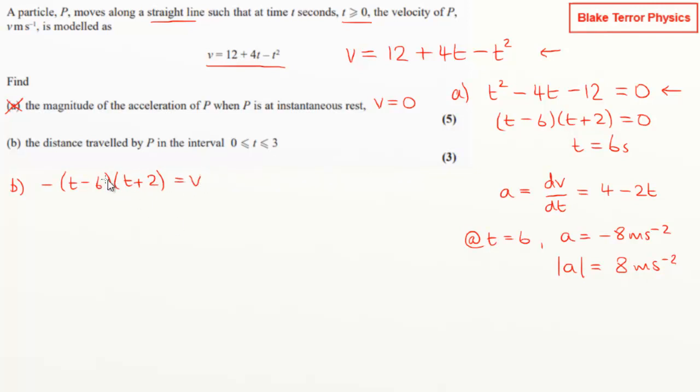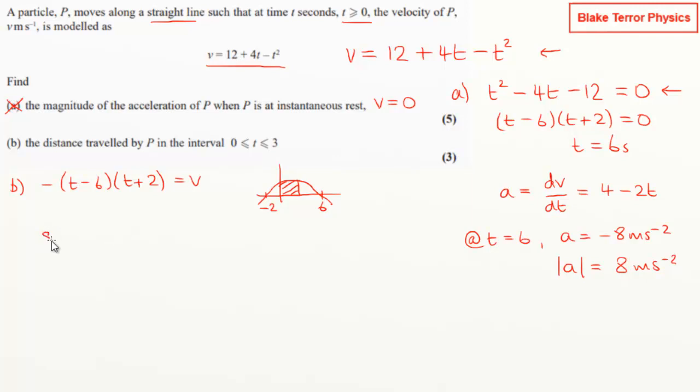So we know that this is a negative quadratic, if I was going to do a mini sketch, with roots at -2 and 6. So it's going to look something like that. That's at -2 seconds, that's at 6 seconds. So from 0 to 3 seconds, we're wanting to get this area here. That's the accumulation of our velocity, and there's no change in sign. So we can just do a straight integral of this, and that will give us the distance as well as the displacement. So the velocity function hasn't crossed the x-axis.